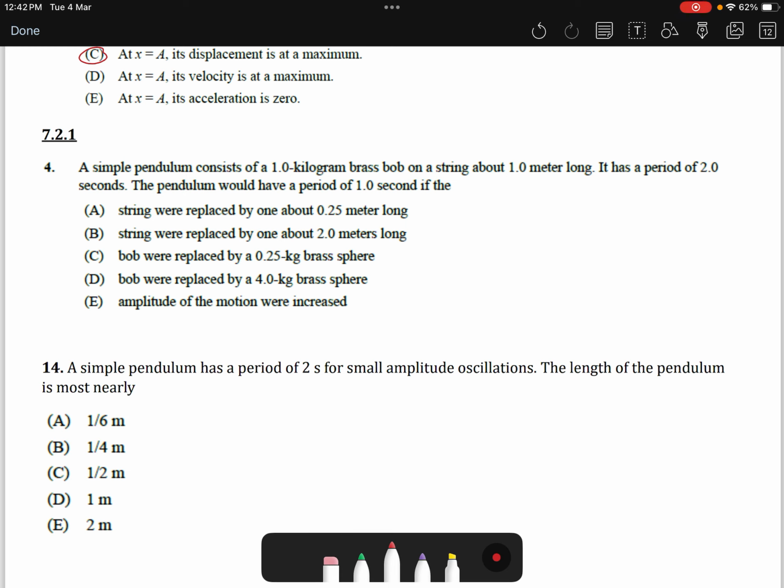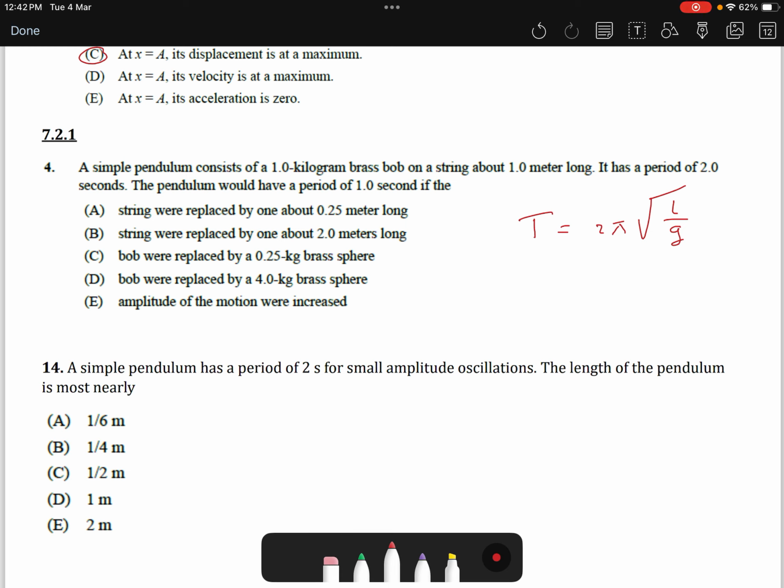A simple pendulum consists of a 1 kilogram brass bob on a string about 1 meter long. It has a period of 2 seconds. The pendulum would have a period of 1 second if the... Actually, let's remember the formula for the period of the pendulum. T equals 2π radical L over g.